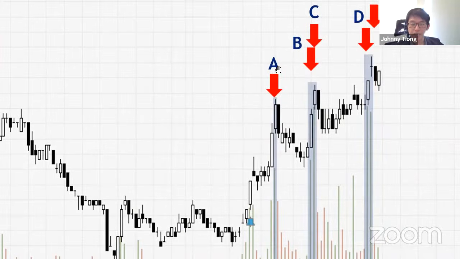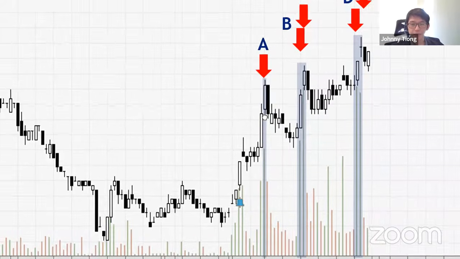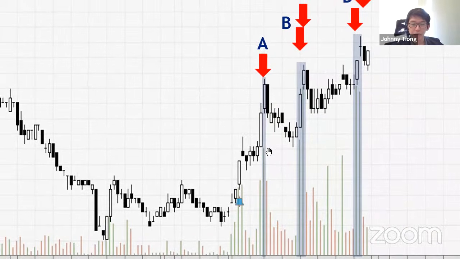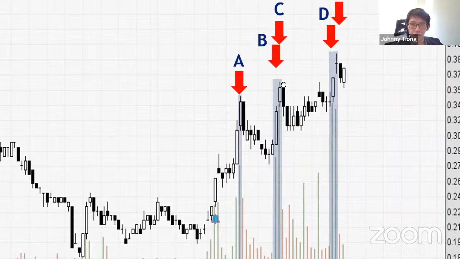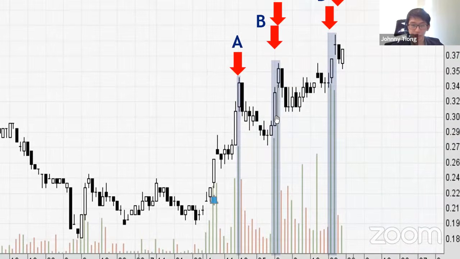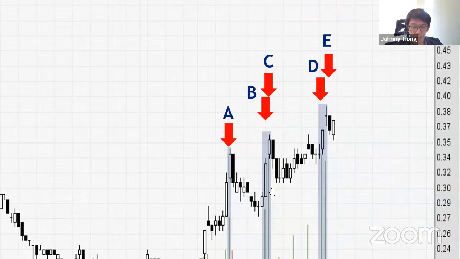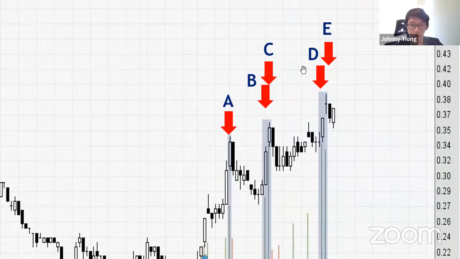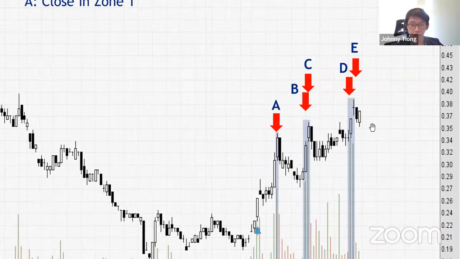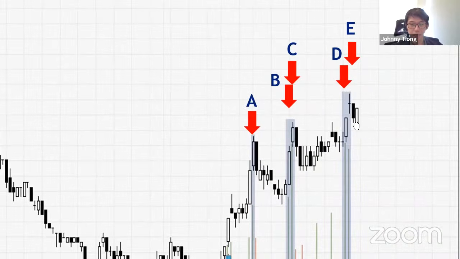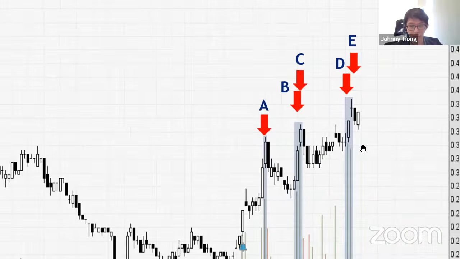For this candle A, it closes in zone 1, buying pressure. Candle B, buying pressure, because it closed at zone 1. The volume is quite high. C is also the same, closes in zone 1, buying pressure. D also closes in zone 1, a lot of buying pressure. And then for candle E, it's equal because it closed in zone 2. The buying and selling pressure is the same, with high volume also.